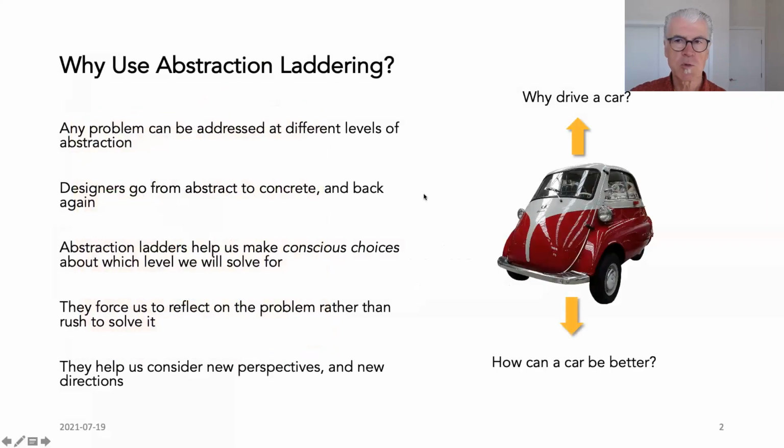So why use abstraction laddering? Well, first of all, any problem that you have has got different levels of abstraction, from very general to very specific. And designers go from abstract to concrete and back again in order to solve a problem, just by trying out different ways of looking at it. What abstraction ladders do is they help us then make conscious choices about how we're actually addressing a problem. And, are we addressing it at a very fundamental level, or are we just addressing something very tactically?